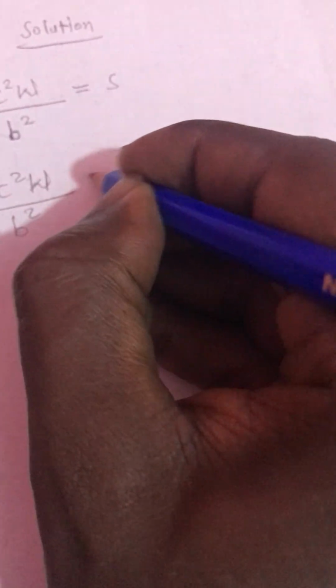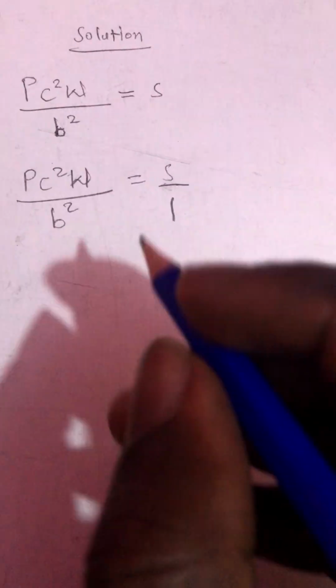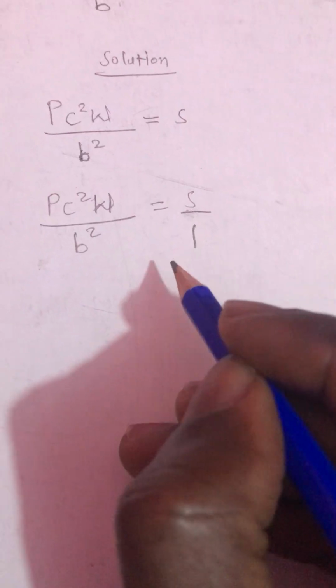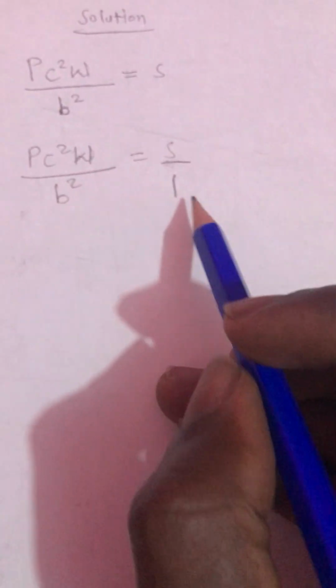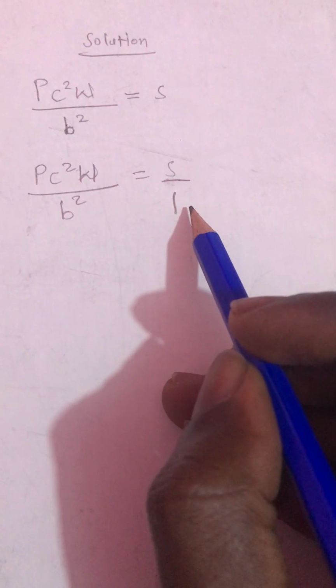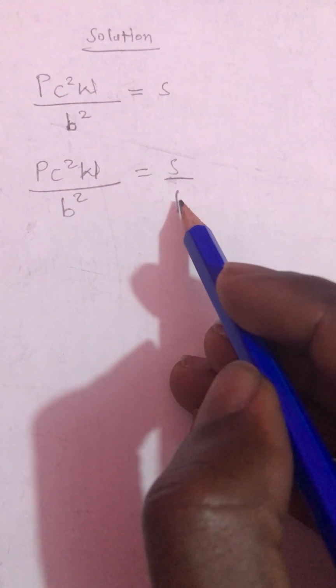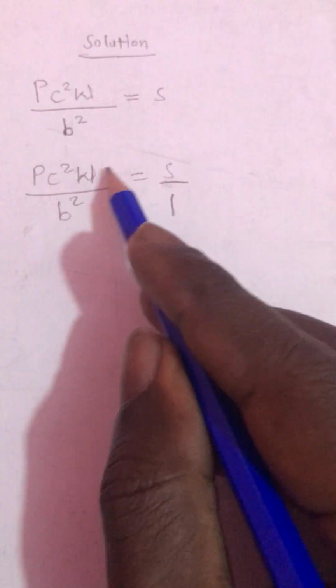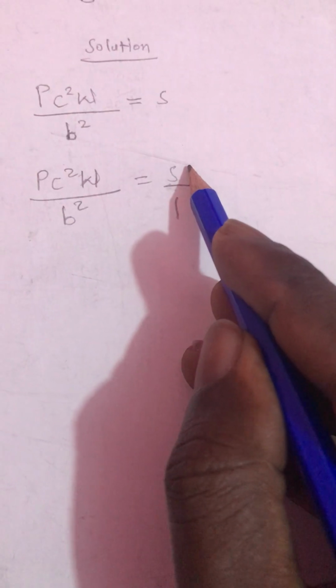So we have P C square W over B square equals S over 1. Every number is divisible by 1, right? So we have our equation to be this. From here, what you have to do is cross multiply. The denominator at the right hand side would multiply the numerator on the left hand side. The denominator on the left hand side would multiply the numerator on the right hand side.